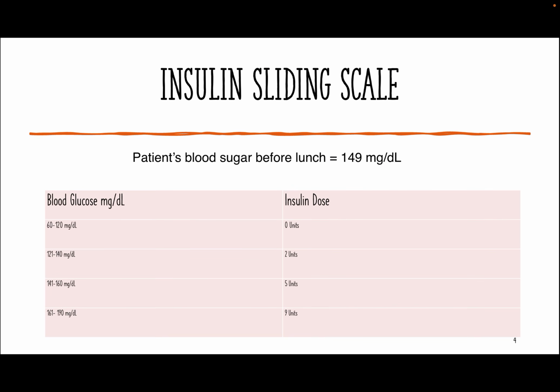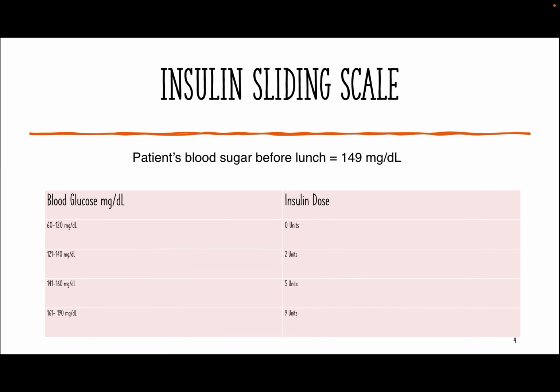All right, the next thing you will need to know is insulin sliding scales. How do we read an insulin sliding scale? So here you have your patient's blood sugar before lunch was 149 milligrams per deciliter. You're going to look at this sliding scale, and on the left side, it shows you what their blood glucose level ranges are. So you're going to find, based on what you obtained, where does your patient fall on this sliding scale? Okay, so the first one says 60 to 120 milligrams per deciliter.